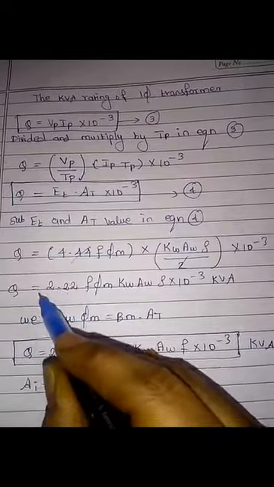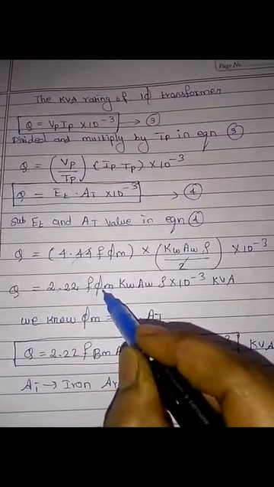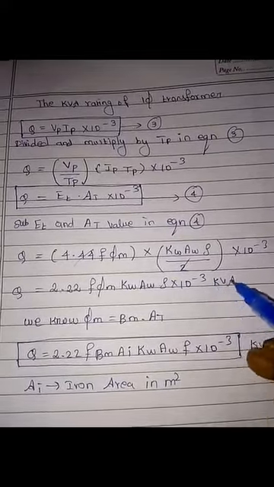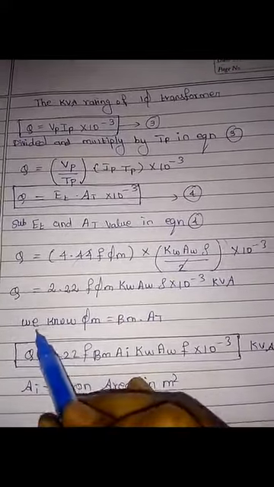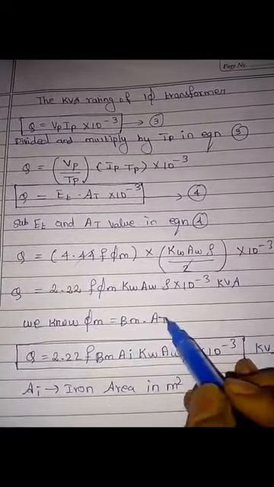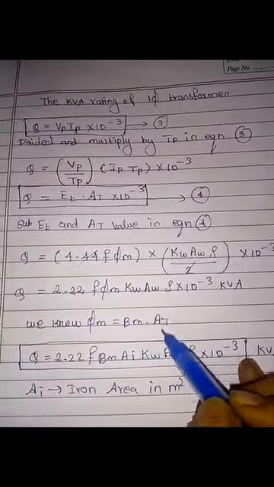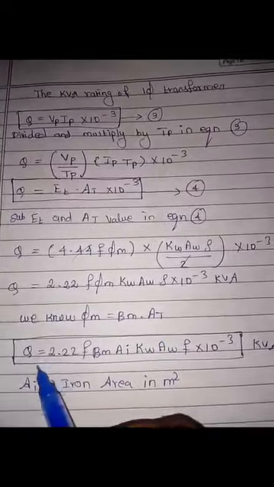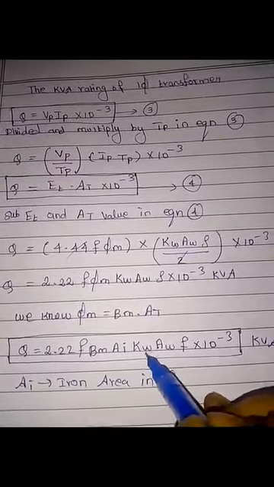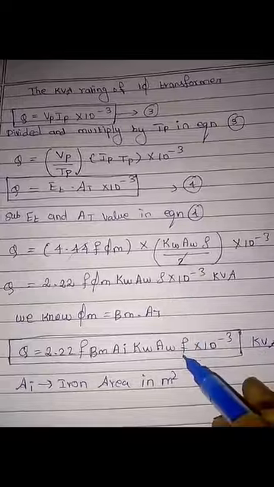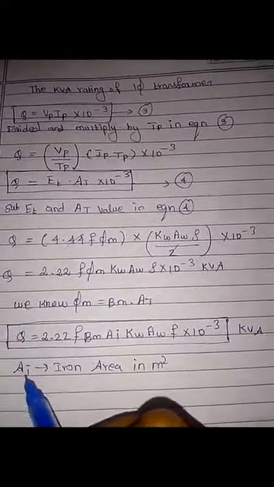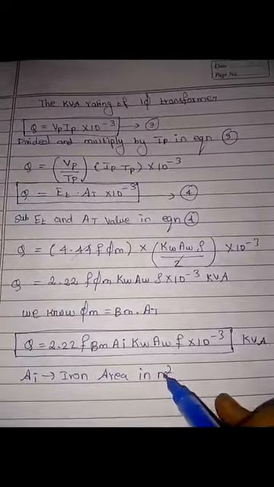We can get Q equal to 2.22 F phi m KW AW delta into 10 to the power of minus 3 kVA. Okay, then we know what the phi m value is. Phi m is equal to Bm into AI, the magnetic flux density into the iron area. So Q equal to 2.22 F Bm AI KW AW delta into the frequency value F into 10 to the power of minus 3 kVA. Here AI is nothing but the iron area in meter square.